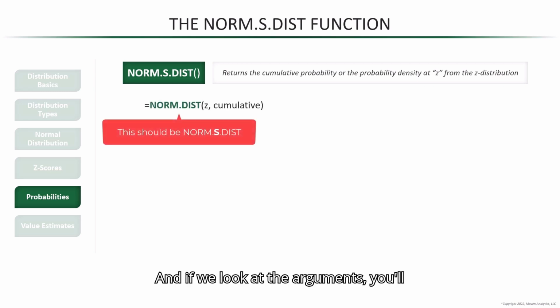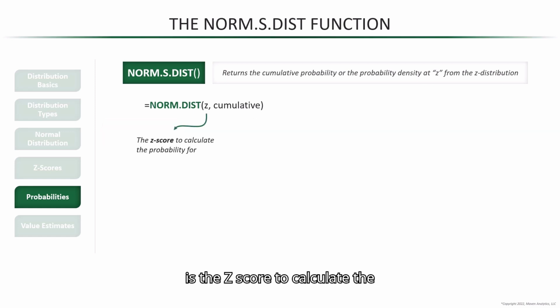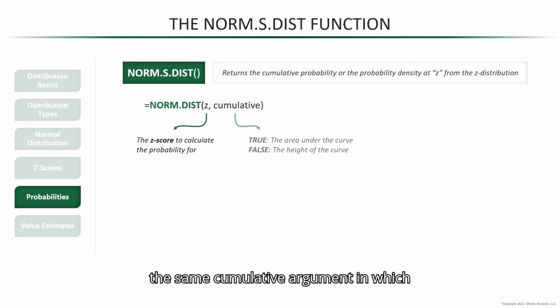And if we look at the arguments, you'll see that we have z instead of x, which is the z-score to calculate the probability for. And we don't have the mean and standard deviation arguments here, since the z distribution always has a mean of 0 and a standard deviation of 1. So we're just left with the same cumulative argument, in which true returns the area under the curve and false returns the height of the curve.